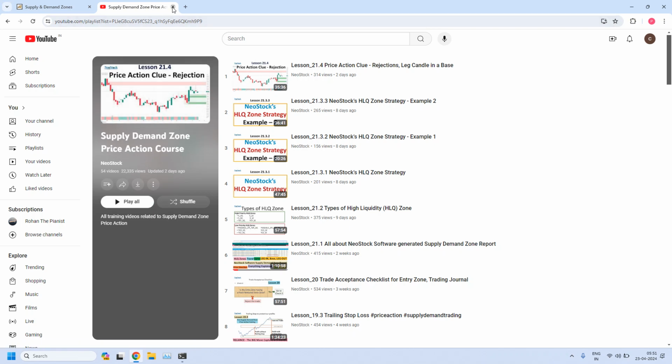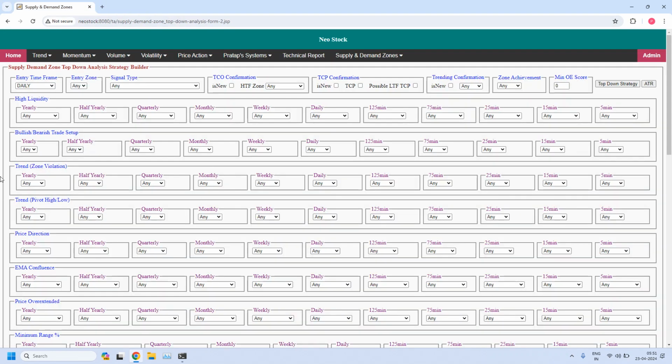Now let's get into the report generation. In the first report, let us generate a bullish trade setup for monthly income trade. In monthly income trade, higher time frame is monthly, intermediate time frame is weekly, and lower time frame or entry time frame is daily. So that's why I am selecting entry time frame as daily. For bullish trade setup, entry zone should be demand zone, and in this parameter, bullish or bearish trade setup in daily time frame, because this is the entry time frame, I am selecting bullish.